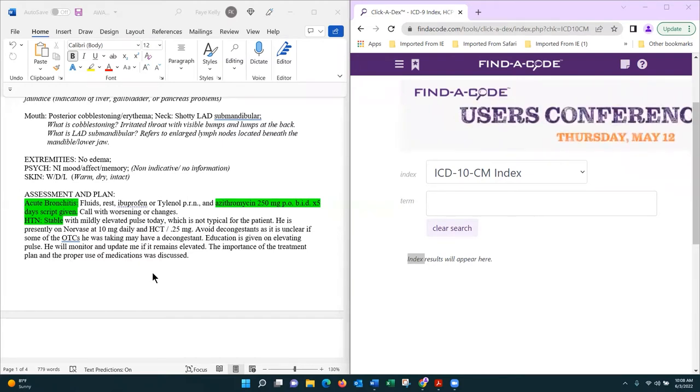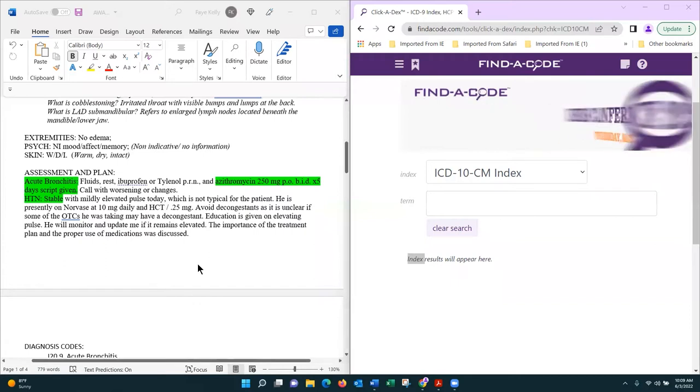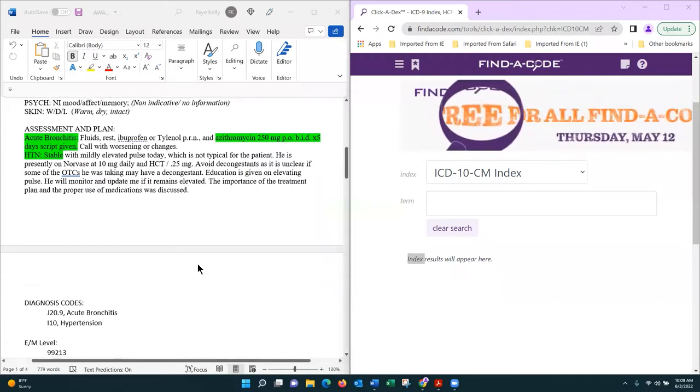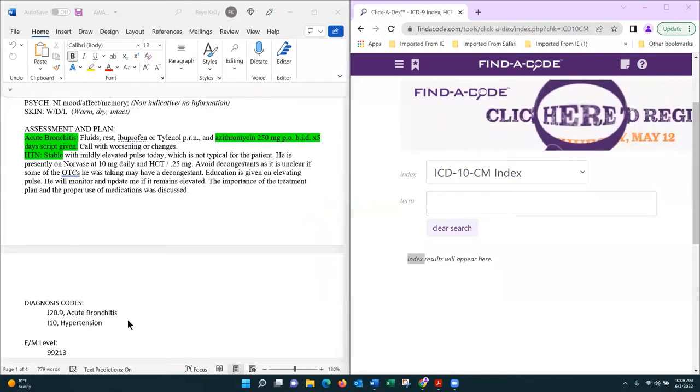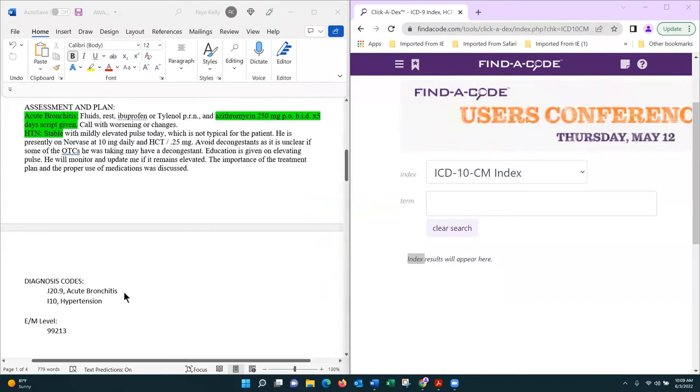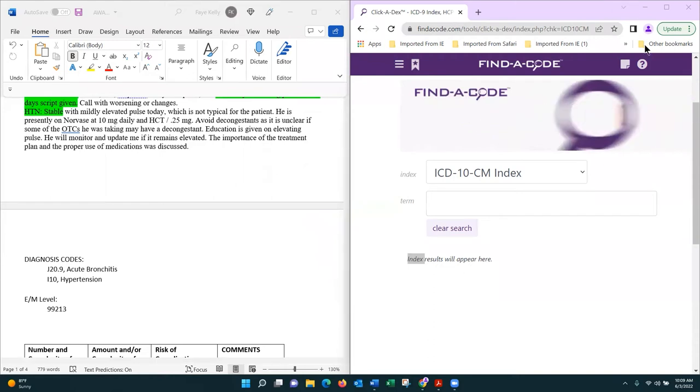So those are our two diagnoses that I picked up, and I believe I don't have Michael's. Michael, you'll have to tell me when we go over this. These are the two diagnoses that we picked up: acute bronchitis and hypertension.